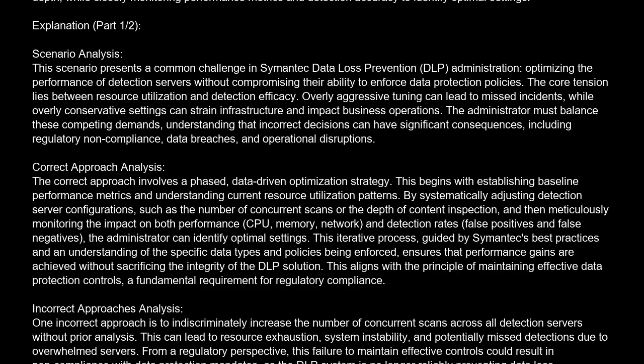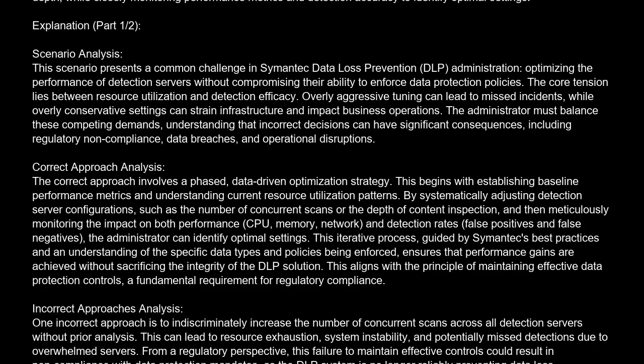Incorrect approaches analysis. One incorrect approach is to indiscriminately increase the number of concurrent scans across all detection servers without prior analysis. This can lead to resource exhaustion, system instability, and potentially missed detections due to overwhelmed servers. From a regulatory perspective, this failure to maintain effective controls could result in noncompliance with data protection mandates, as the DLP system is no longer reliably preventing data loss.